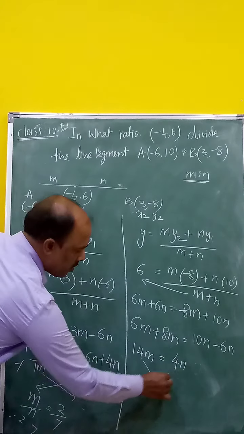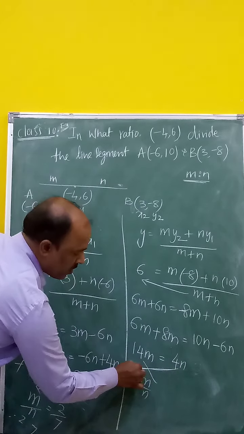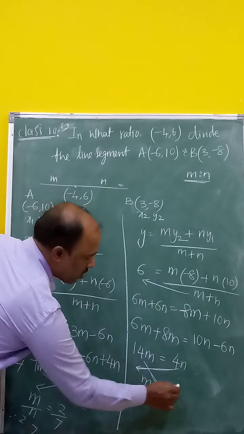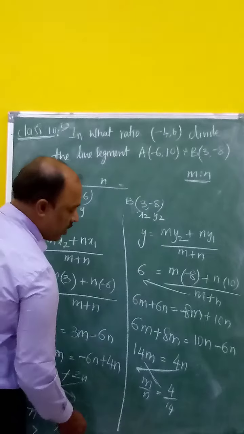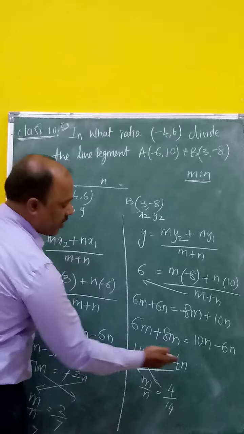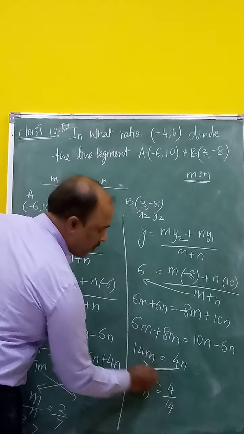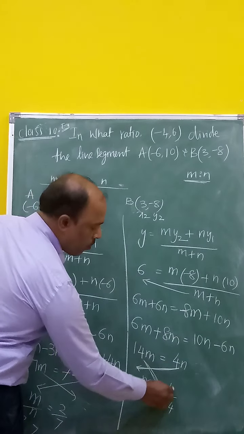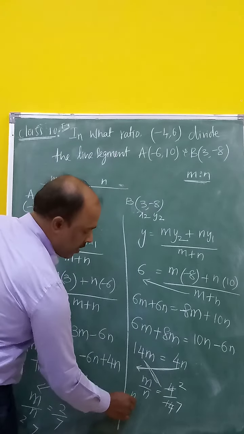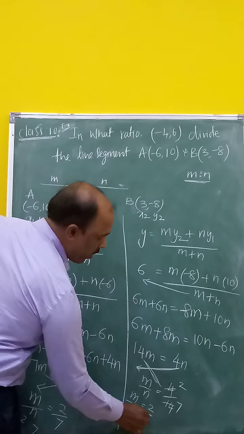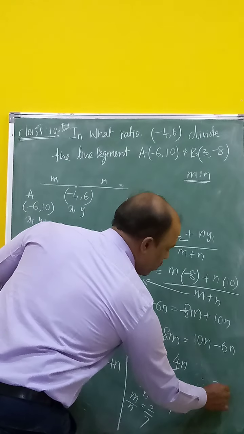Now again, transpose this side and this side, m by n. The n comes down to that, m by n. The 14 goes down again, 4 by 14. Then what is the answer now? Otherwise, divide both sides by 14 also you can do. But just cross multiplication we are doing. m by n is equal to 4 by 14. Here 2 twos are 4, 2 sevens are 14. m by n is equal to what we got? 2 by 7. What is the ratio here? 2 by 7. Same ratio. Therefore, sir, 2 is to 7.